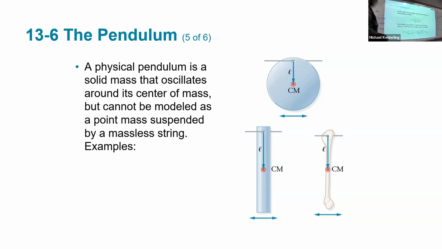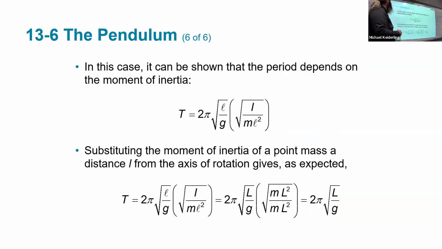For a physical pendulum, it can be shown the period depends on the moment of inertia. Period is equal to 2 pi times the square root of moment of inertia over m g L. And if you substitute the moment of inertia of a point mass at distance L from the axis of rotation, this gives us the expected 2 pi times square root of L over g.